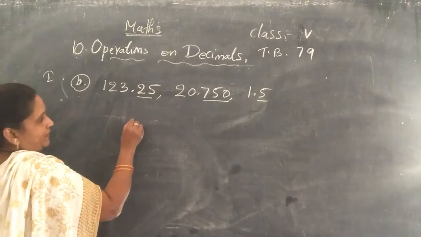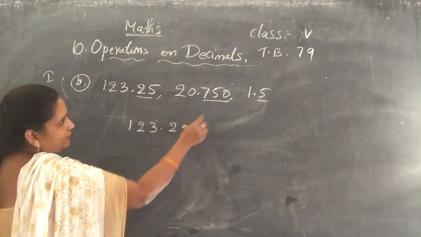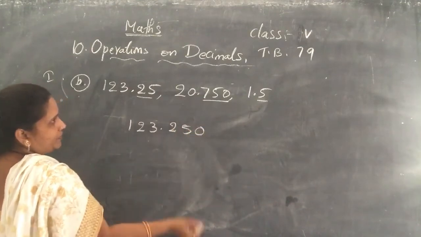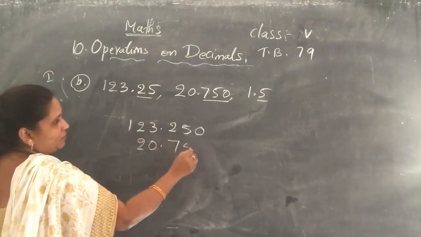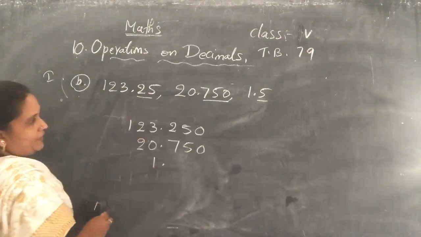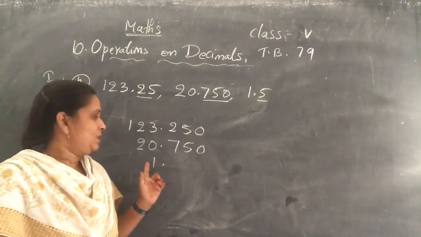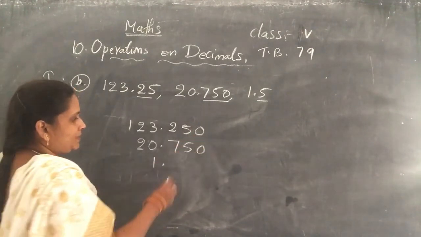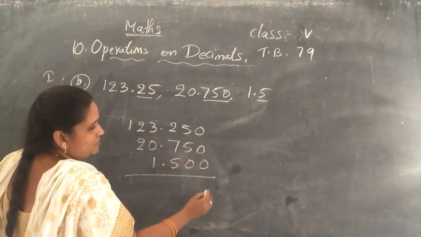So write the first one: 123.25, but 3 digits are not there, so put 0. Next, 20.750. Next, 1 point, okay, ones place and tens place, all that you have to be very clear about, children. So 1.5 with 2 zeros after it. Now all digits are there, so 0.